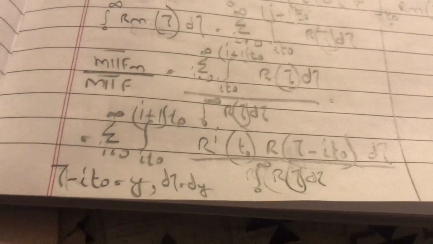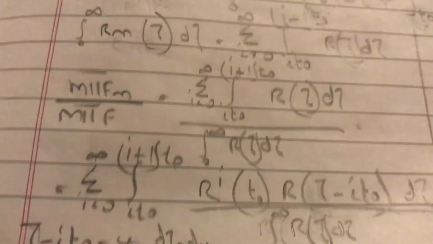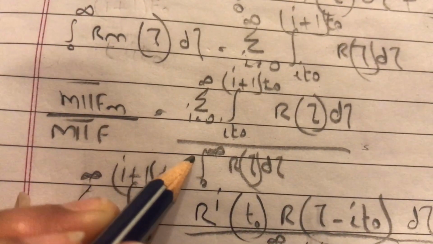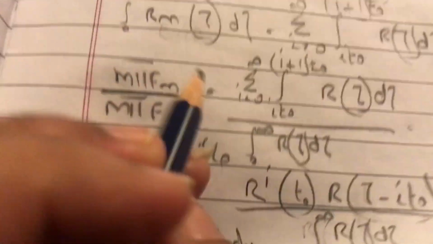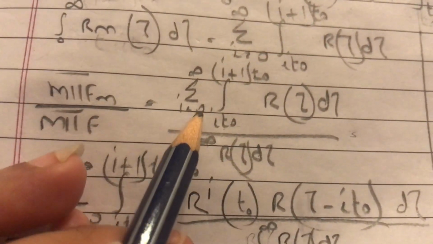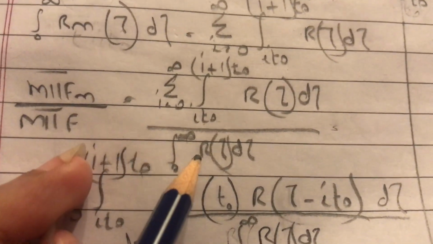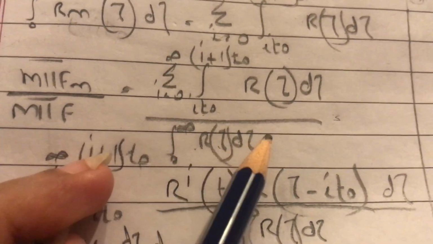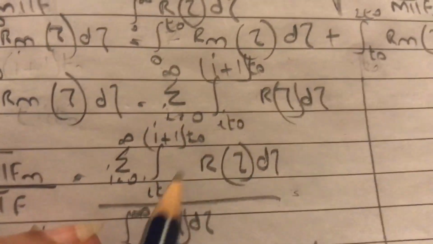It's so easy. If your maths is good, if your calculations are good, and I'm telling you each and every step in a really precise and clear manner, I hope you won't have any problem afterwards. Okay, now we have got this value. Now we are going to write it in the form of MTTF_M and MTTF. MTTF remains 0 to infinity R(tau) d tau, and this remains here. These are both the same.